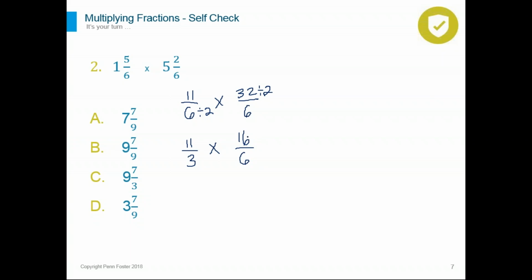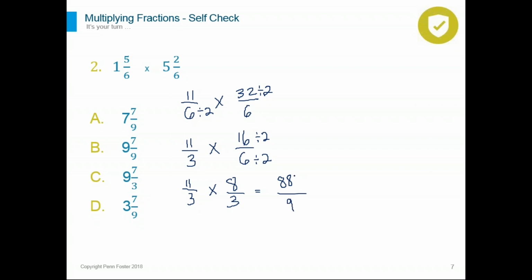Well, 6 and 16 actually are even numbers, so I'm able to eliminate further. So 11/3 times 8/3. Now 11 and 3, nothing, and nothing there, and then nothing with the 8 and 3. Now I'm able to multiply across. 11 times 8 is 88, and then 3 times 3 is 9.